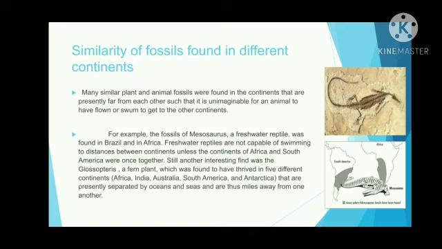Still another interesting find was Glossopteris, a fern plant which was found to have thrived in 5 different continents: Africa, India, Australia, South America, and Antarctica, that are presently separated by oceans and seas and are thus miles away from one another.